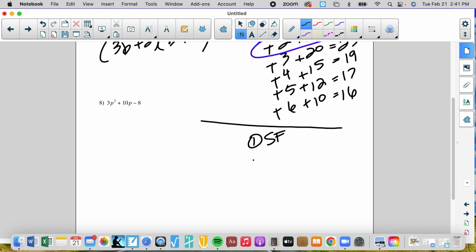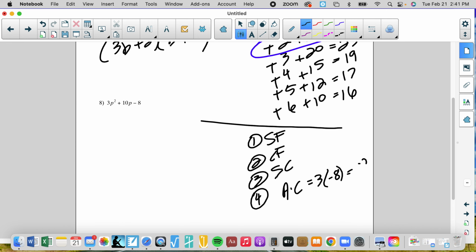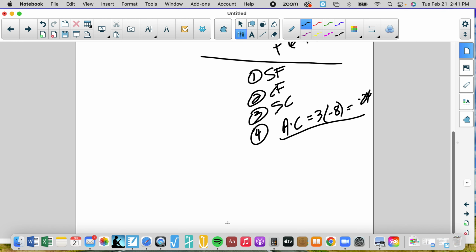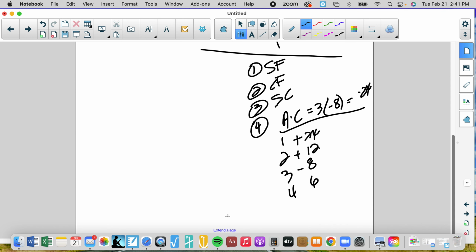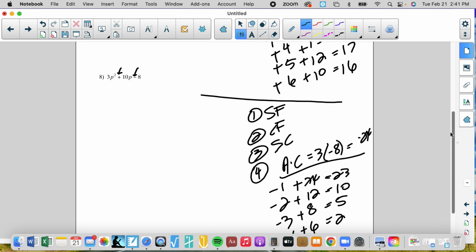Standard form, yes. Common factor, no. Special case, nope. No perfect squares. And a times c. A is 3, c is negative 8, negative 24. 1 and 24, 2 and 12, 3 and 8, 4 and 6. Signs are different, and the bigger is positive. 23, 10, what's that, 5, 2, my middle is 10.